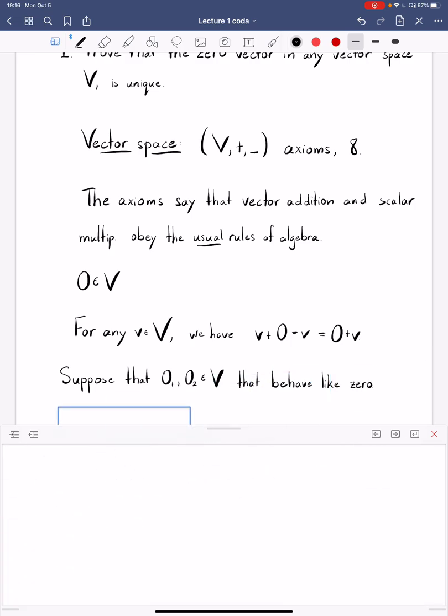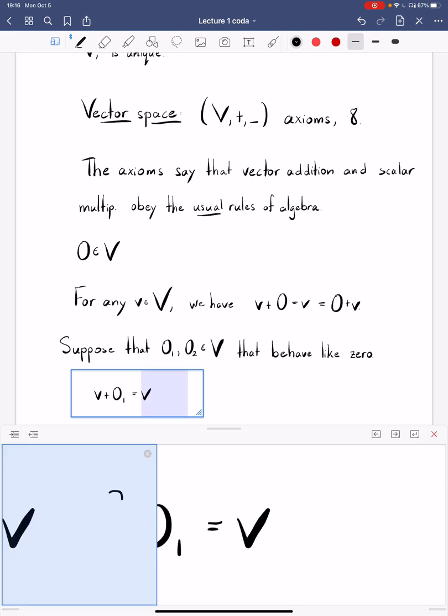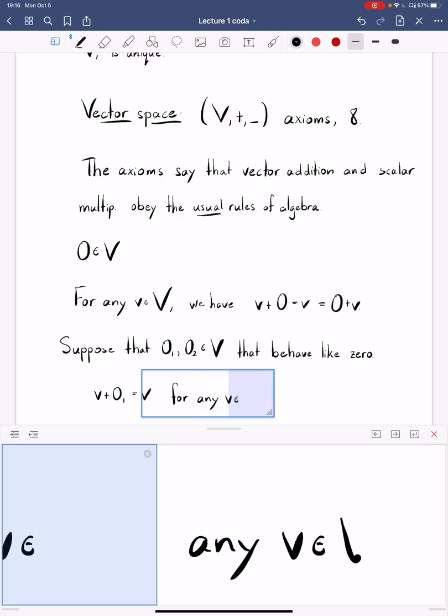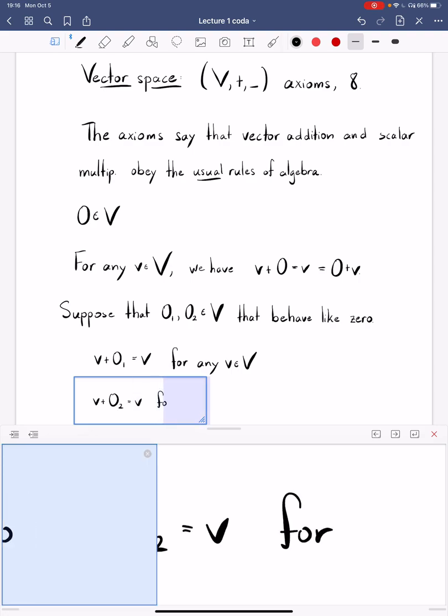Okay, and what does that mean? That means that for both of them, I have v plus 0_1 is equal to v for any v in V. And I also have v plus 0_2 is equal to v for any v in V.